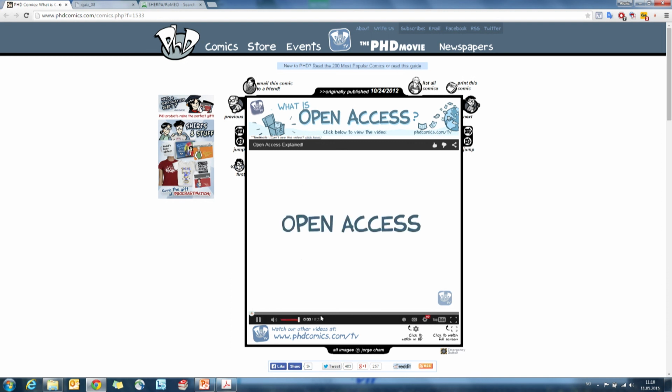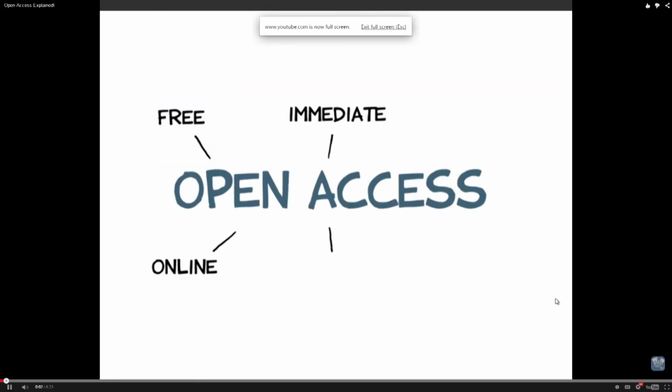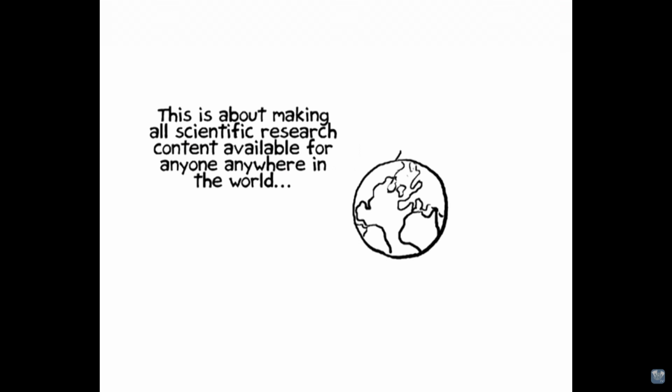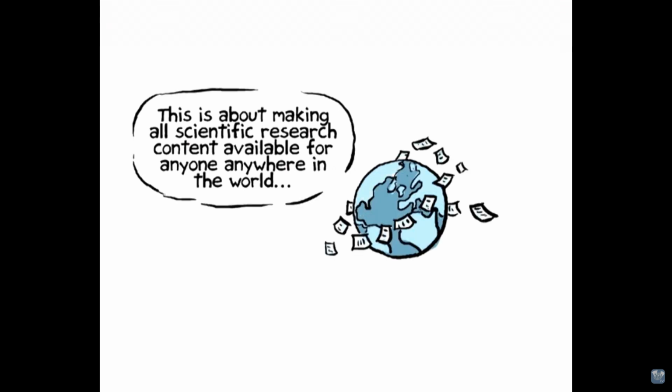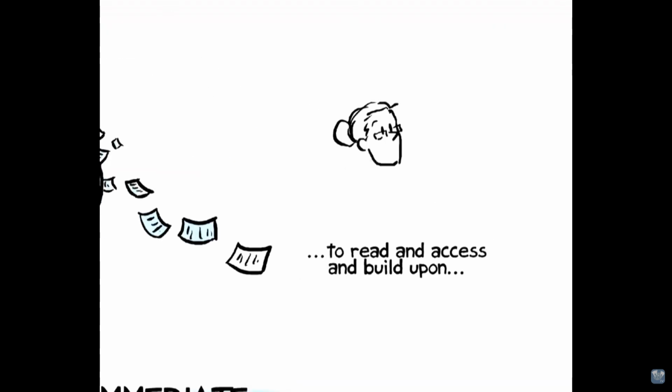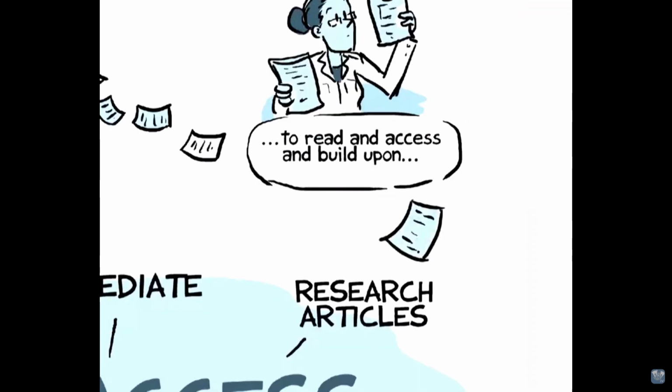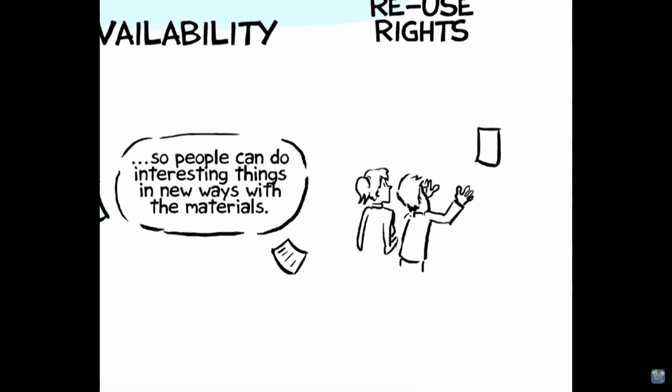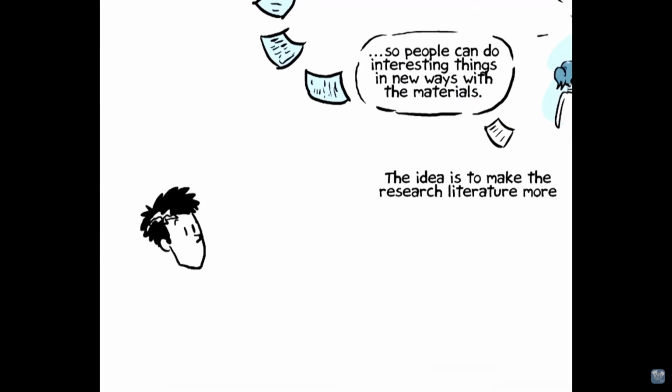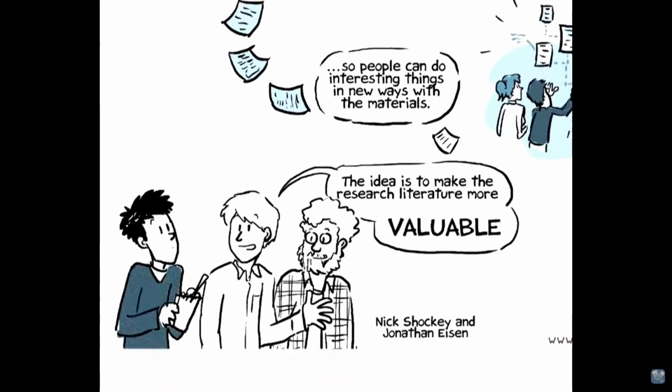Open access is free, immediate, online availability of research articles with full reuse rights. This is about, first of all, making all this content available for anyone, wherever they are in the world, to read and access and build upon, so people can do interesting things and work in new ways with the material to really make the research literature much more valuable.